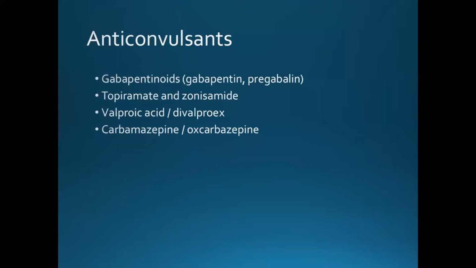Can I share my big five for topiramate? Kidney stones. Cognitive impairment, right? Dopamax. Secondary angle-closure glaucoma, carbonic anhydrase inhibition. Weight loss. And I'm sure there are others that are important, but those are just the ones I remember. I try to remember something about all of them. Now, you know that for topiramate, what do you know about zonisamide? The same. They work exactly the same.